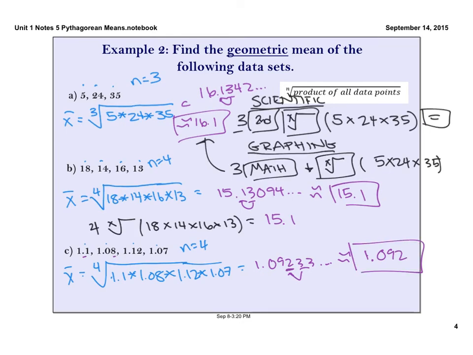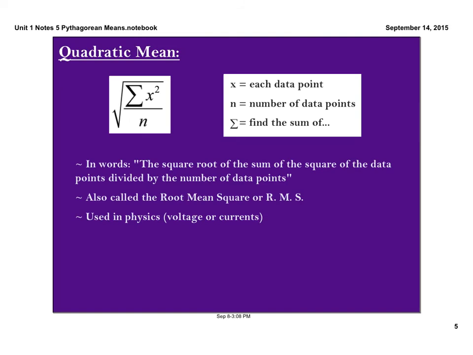All right, one more mean that we're going to look at. So the quadratic mean, this is the last mean that we're going to talk about today that's new. The arithmetic mean is one that you already know. So the quadratic mean is the square root of the sum of the data points squared divided by n. This is also known as the root mean square. This is something that's used in physics when we're talking in terms of voltage or currents. You'll see this in other areas of statistics as well.